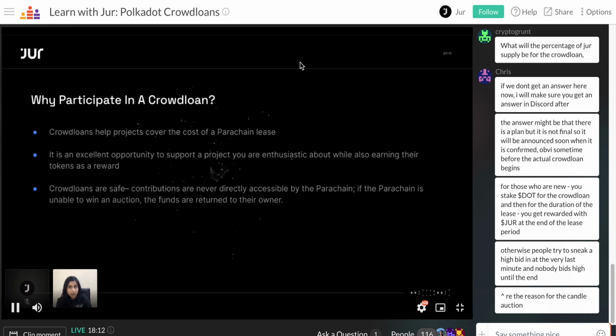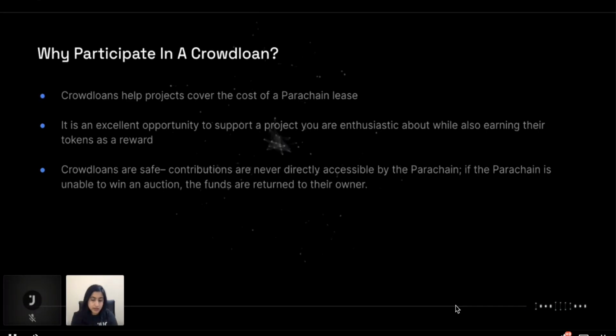So also, it is advisable that you use the right channels that Polkadot provides. That may be the Polkadot extension or the wallet or whatever the project is. Also, sometimes the project builds their own dashboards for contributing to the crowd loan. But overall, crowd loans are very safe because all of these funds are managed in a secured index account, and they are not accessible by the project.